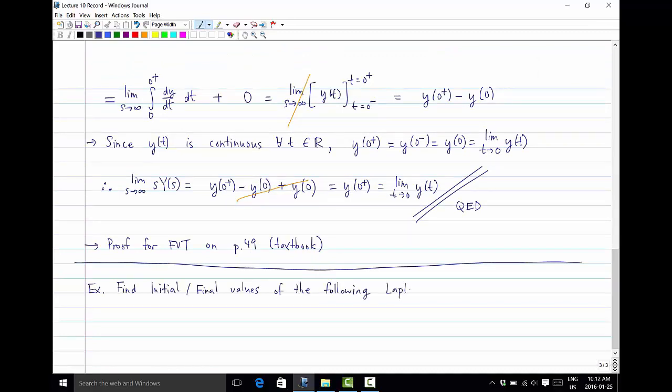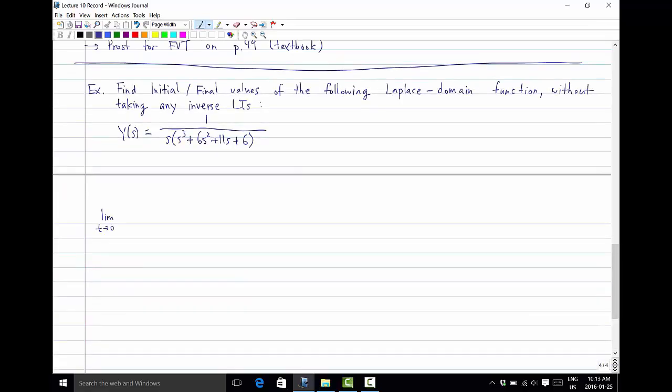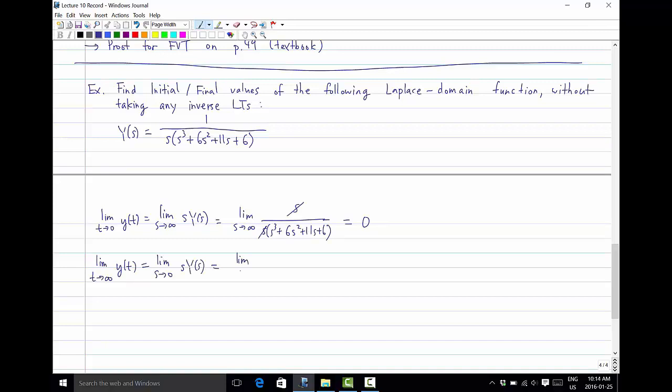For example, let's find the initial and final values of the following Laplace domain function without having to take any inverse Laplace transforms. For the initial value, we simply go through the motions by substituting in the correct terms. Notice that s appears on both the numerator and denominator and can be cancelled out. Since s approaches infinity, all the powers of s render the function 0. In the opposite case, the final value case, we cancel the s's out from the numerator and denominator, and the only surviving term is the 6 in the denominator. So the final value of the function is 1 over 6.